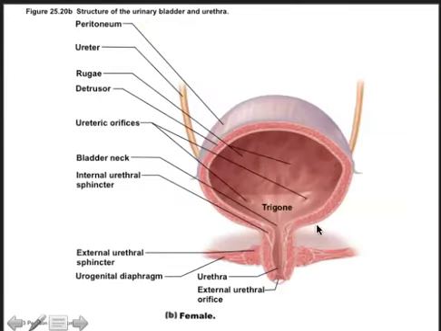And this is a look at the situation in the female. Again, the ureters enter in the back. This is the bladder. Here's the trigone again. Notice that the urethra is much shorter in the female than in the male. This is the external urethral orifice. There's the urogenital diaphragm, and there's the external urethral sphincter. This is the part that you control. The internal urethral sphincter is under involuntary control. This is smooth muscle.